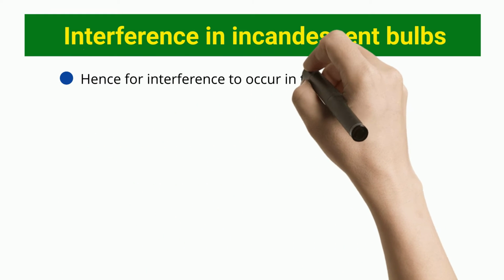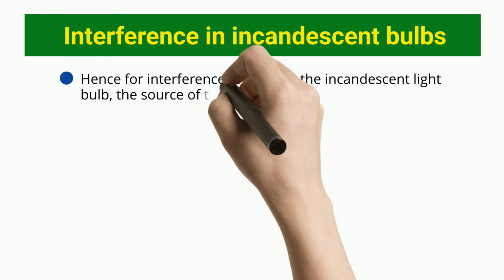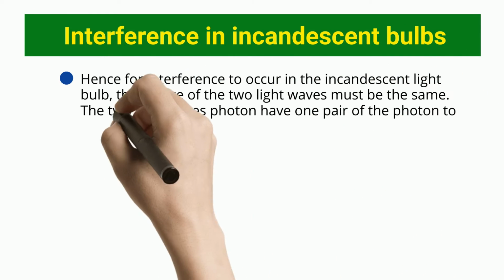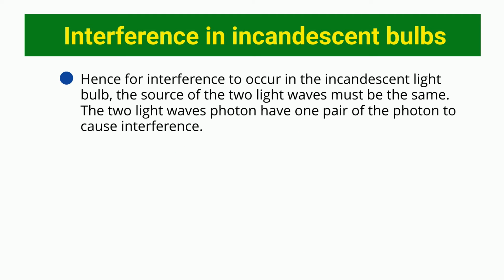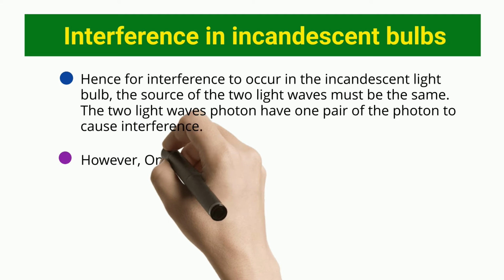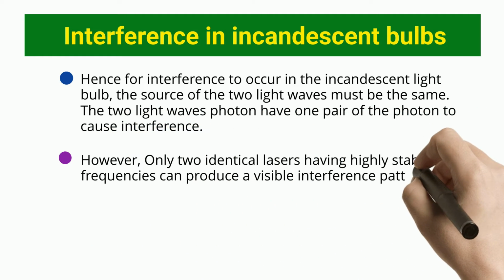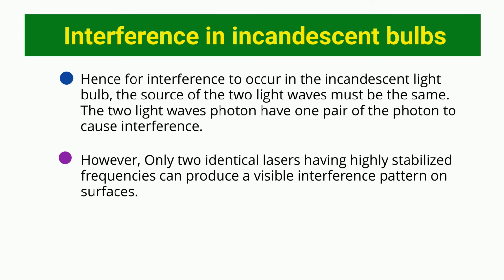Hence, for interference to occur in the incandescent light bulb, the source of the two light waves must be the same. The two light waves photon have one pair of the photon to cause interference. However, only two identical lasers having highly stabilized frequencies can produce a visible interference pattern on surfaces.